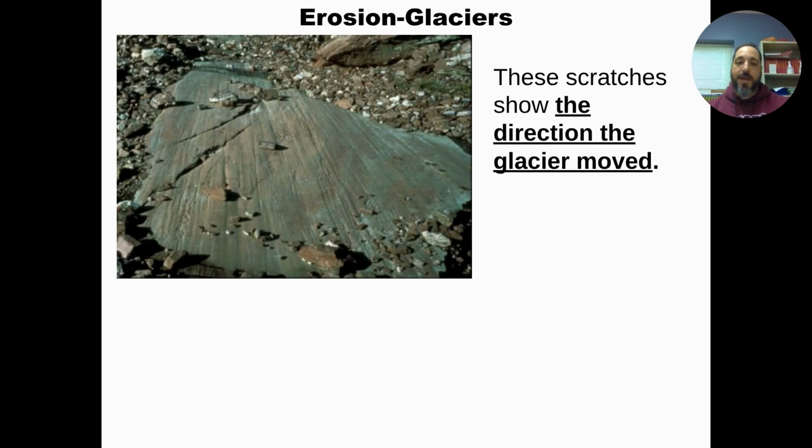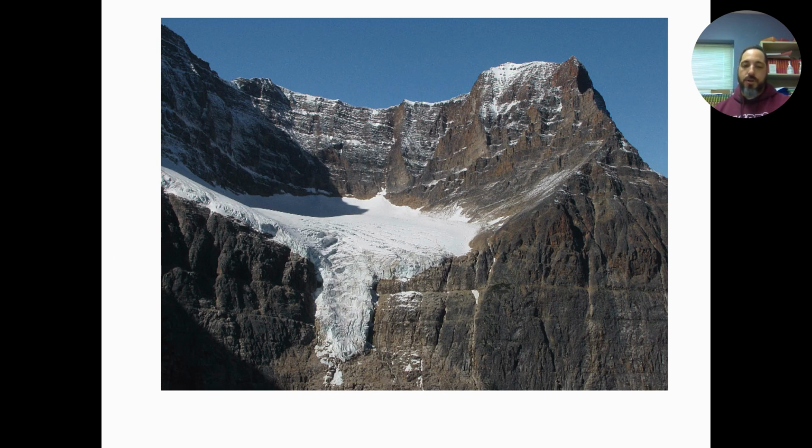So here's an example of those striations. You can see these grooves that have been carved into the rock, showing the direction of the glacier. Here's an example of a glacier forming. This is an alpine glacier forming in the mountains. You can see it's starting to flow down the side of the mountain.